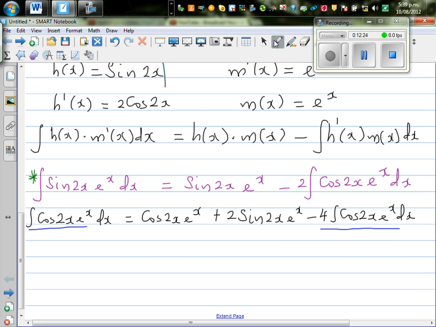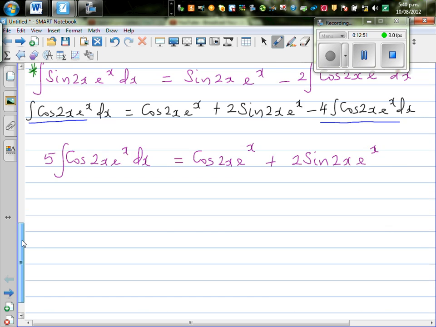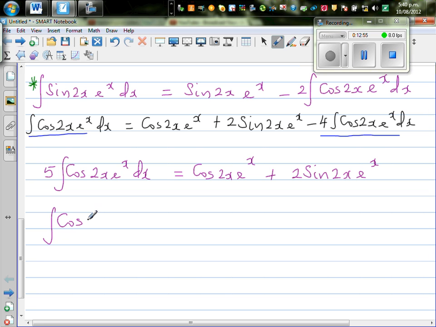So if you add this to both sides, I hope you can understand as top calculus students, this is 5 times the integration of cos 2x e to the power x dx, equal to cos 2x e to the power x plus 2 sine 2x times e to the power x. Now dividing both sides by 5, your final answer is the integration of cos 2x e to the power x dx is 1/5 times cos, of course I have to put the constant of integration here, plus c. I'll not forget the constant of integration.